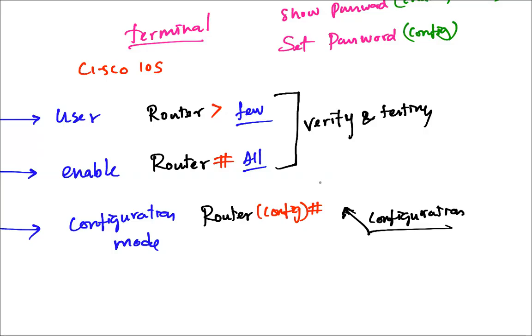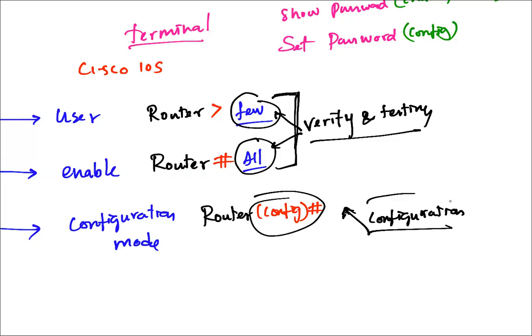So now we understood the differences, right? User, enable, configuration. These modes are only for verifying and testing. Few of the verifying and testing commands work over here. All verification and testing commands work over here. And the configuration mode is only for configuration.